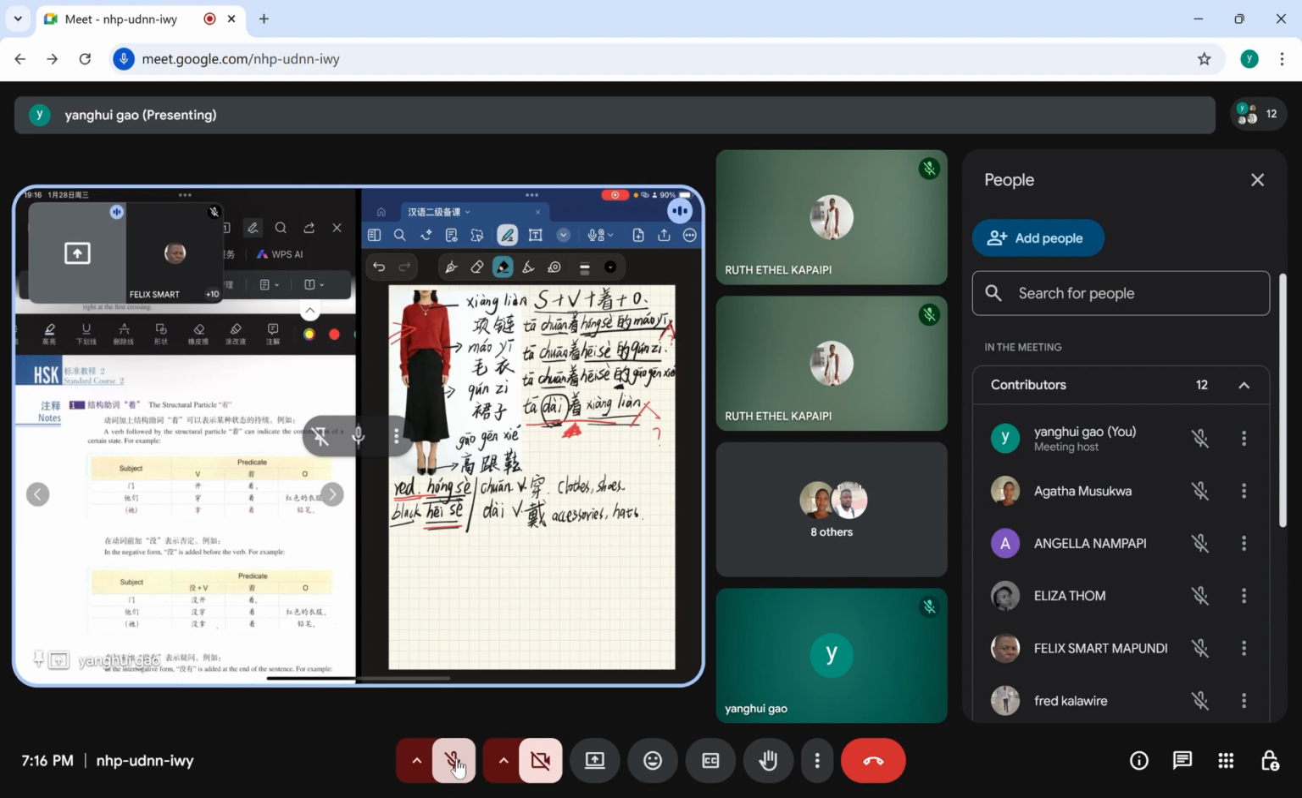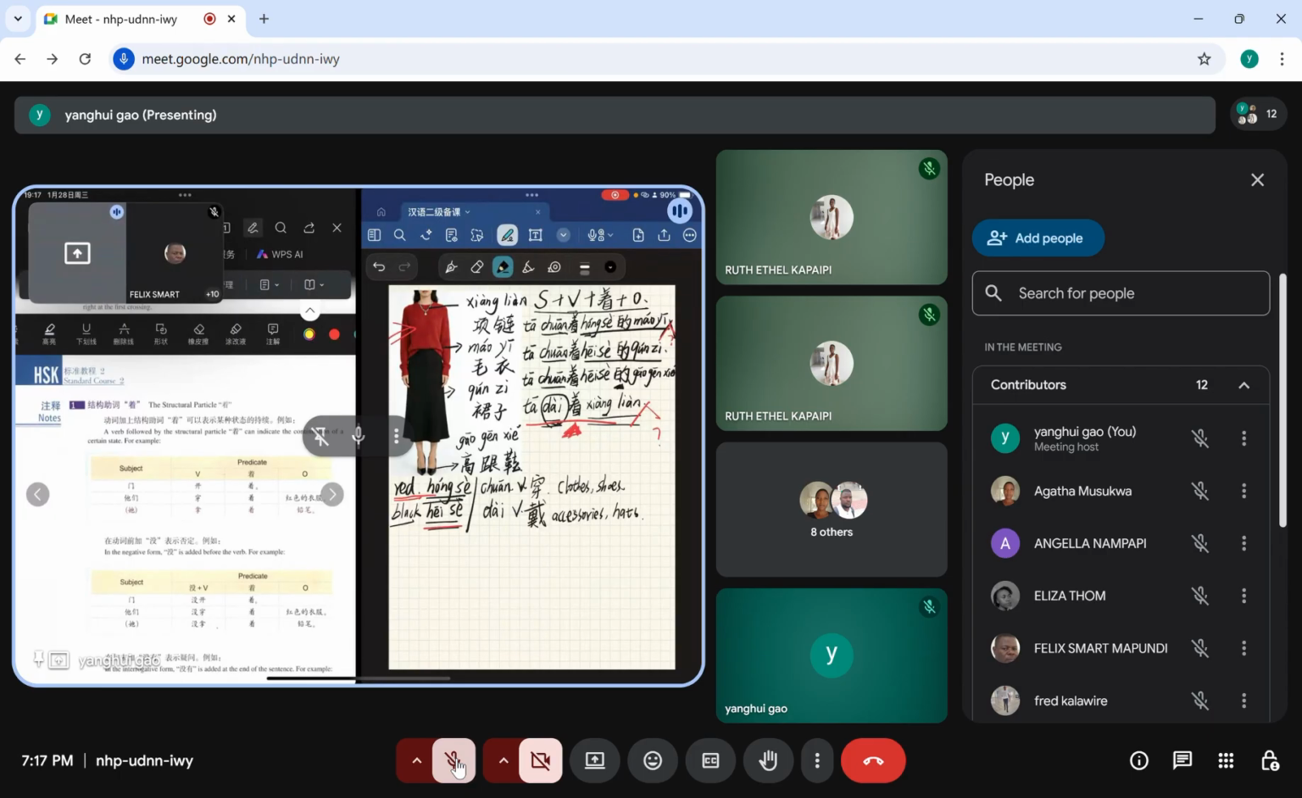Okay, so when we describe what she is wearing, we can use a verb with 着 to describe her wearing state, to describe the woman's wearing state. So we can say she is wearing a red sweater.